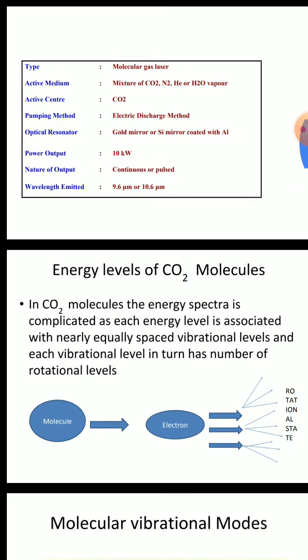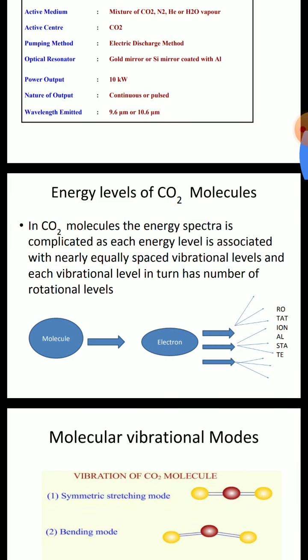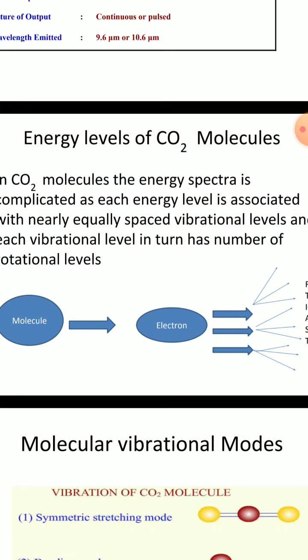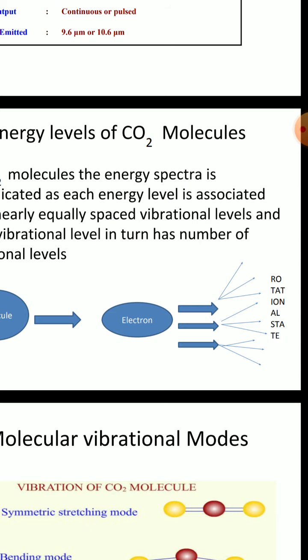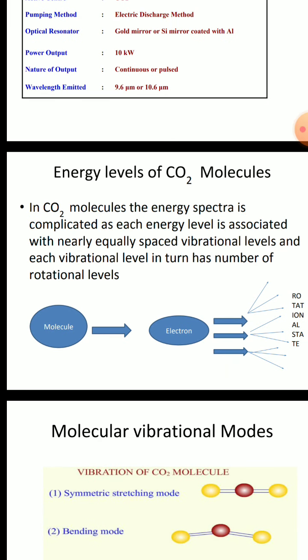Why did I say that it is a molecular laser? You can see here that it is a molecule, then there is an electron associated, in between there is an atom, and the electron has three stages, rotational and vibrational stages. So in the CO2 molecule you can see the energy spectra is complicated, as each energy level is associated with equally spaced vibrational levels, and each vibrational level in turn has a number of rotational levels.